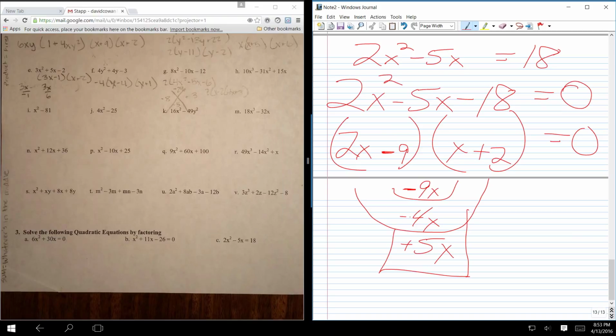Outside is going to be plus 4x. And that's going to produce a minus 5x in the middle, and that's what we have in the middle. So we have found how to factor this thing.